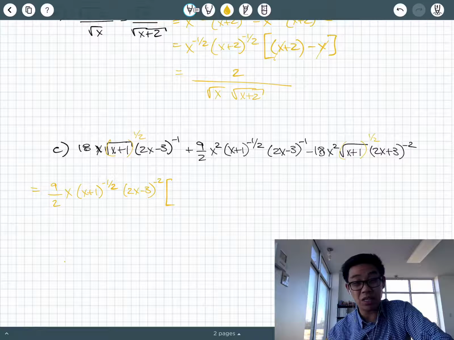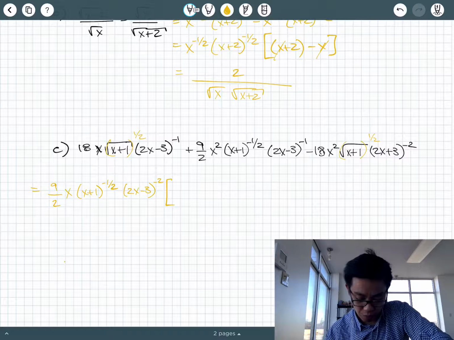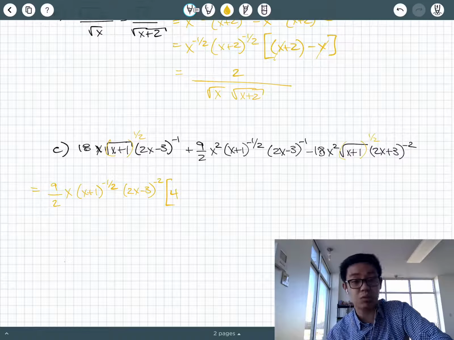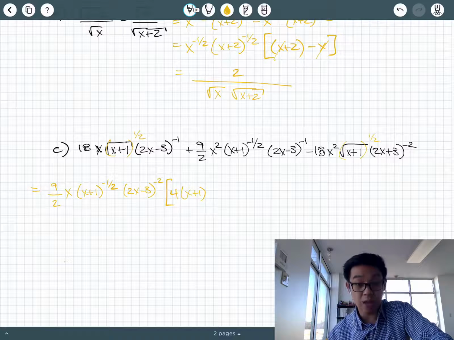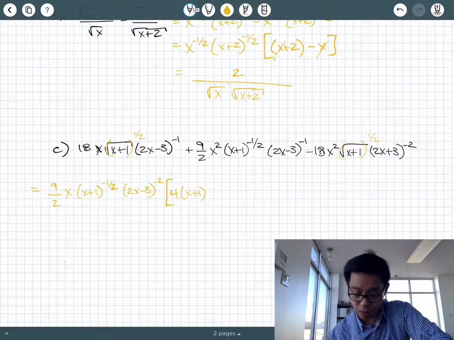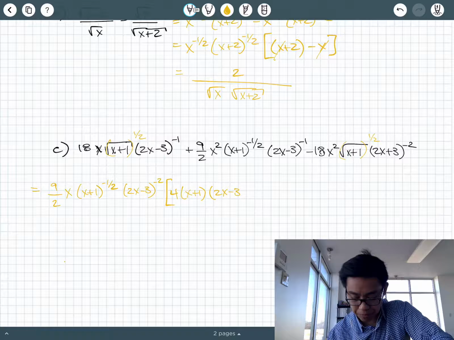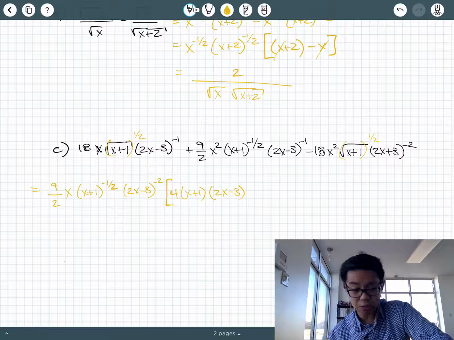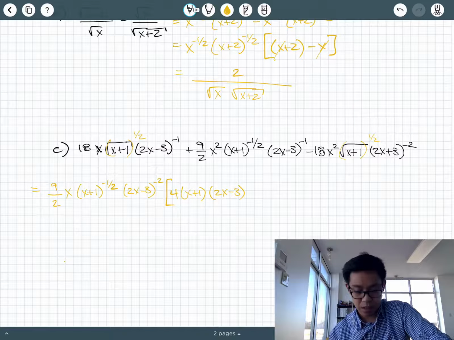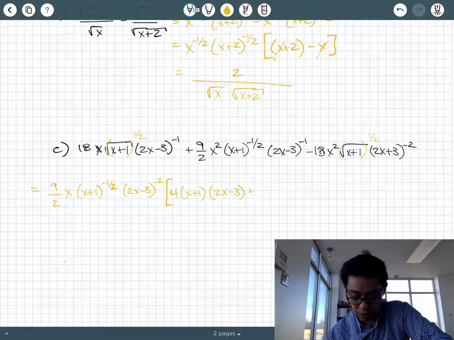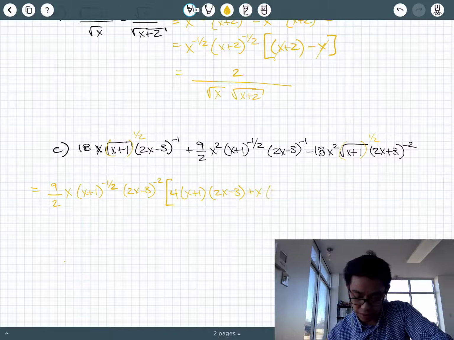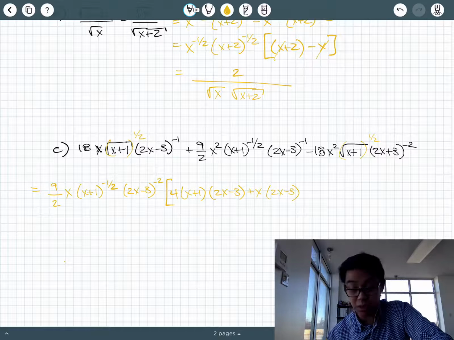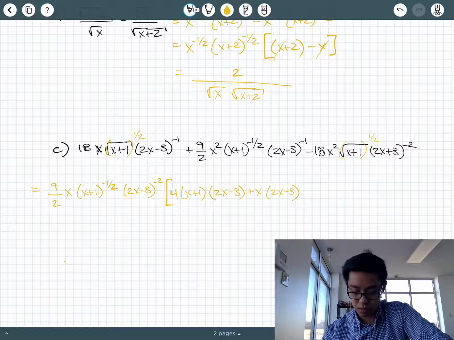When you type in 18 divided by 9 over 2, you get 4. You pulled out an x plus 1 to the negative 1/2, making this x plus 1 to the 1 whole. Then you did negative 1 minus negative 2 on the 2x minus 3 function, and you get 2x minus 3. On the second term, you pulled out the 9 over 2. You pulled out an x, so now you're still left with an x. You pulled out an x plus 1 to the negative 1/2, and you're left again with another 2x minus 3, because negative 1 minus negative 2 is 1.